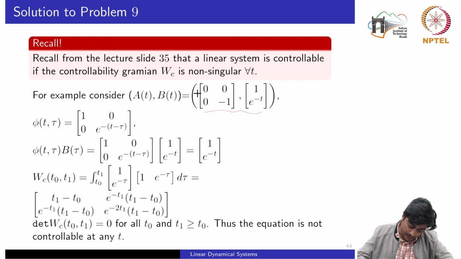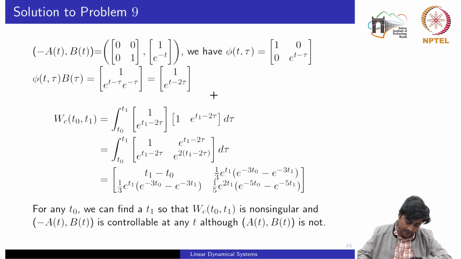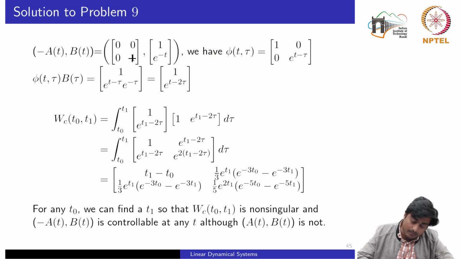So now we will check the controllability of the pair with a negative A sign, which is given by this. So this will become positive, and the rest of the elements stay as they are, 0. For this new pair, we have the state transition matrix given by this, and the controllability Gramian is given by this. Now you would notice that for any T0, we can find a T1 so that W_C, the controllability Gramian, is non-singular, and this pair is controllable at any t, although the original pair A, B was not. So that equivalence holds for the LTI case, but that same equivalence does not hold in the time varying case.